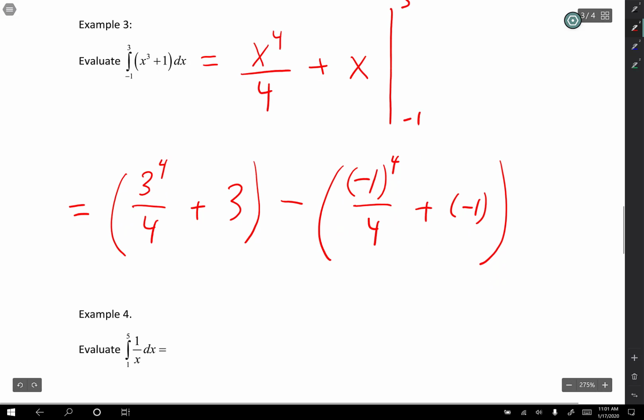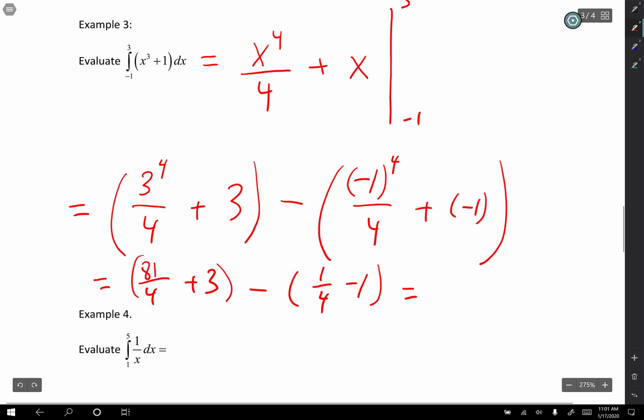Let's see what this is. 3 times 3 is 9. So 9 times 9 is 81. 81 divided by 4. Is that a pretty number? No, right? 81 over 4 plus 3. Minus, let's see, this turns to 1/4 minus 1.